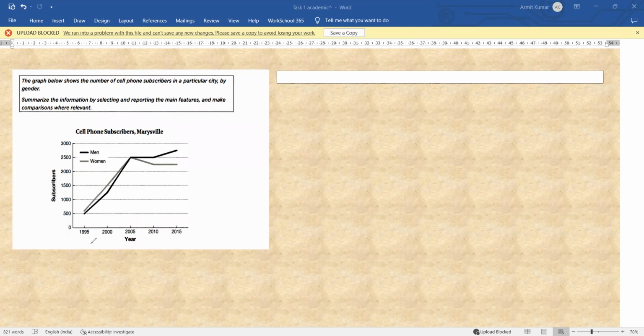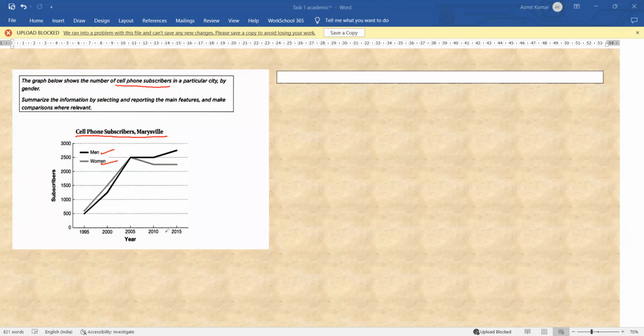Today we are going to see how to write a report for IELTS Task 1. The question says: the graph below shows the number of cell phone subscribers in a particular city by gender. Summarize the information by selecting and reporting the main features and make comparisons where relevant. Here, the label of this line graph is cell phone subscribers. Then Marriage Village is the name of the place. Here we can see the subscribers are men and women. The dark line represents men while the lighter one represents women.